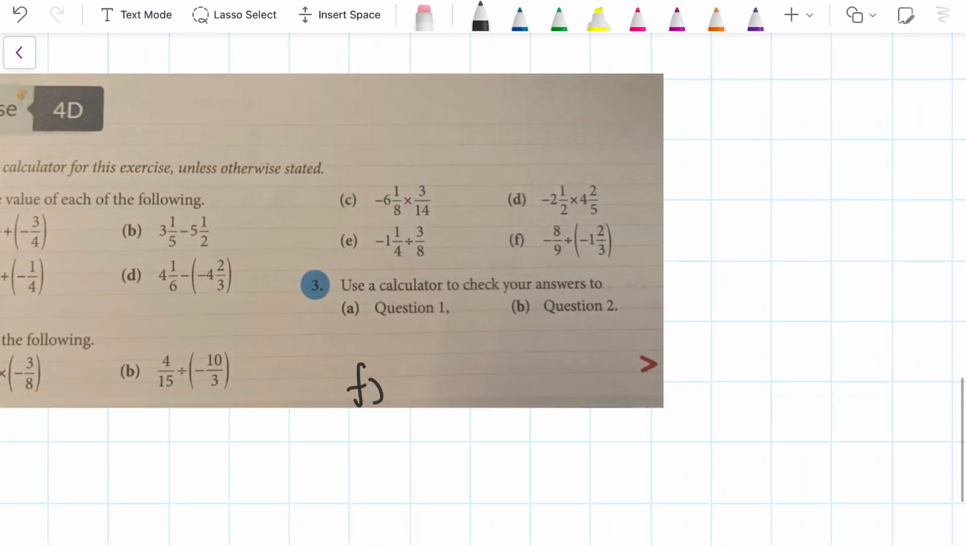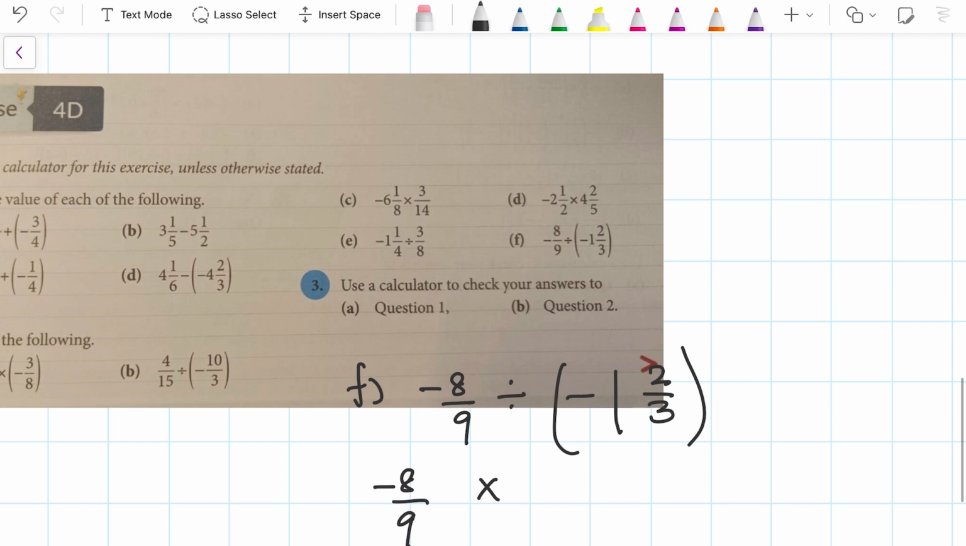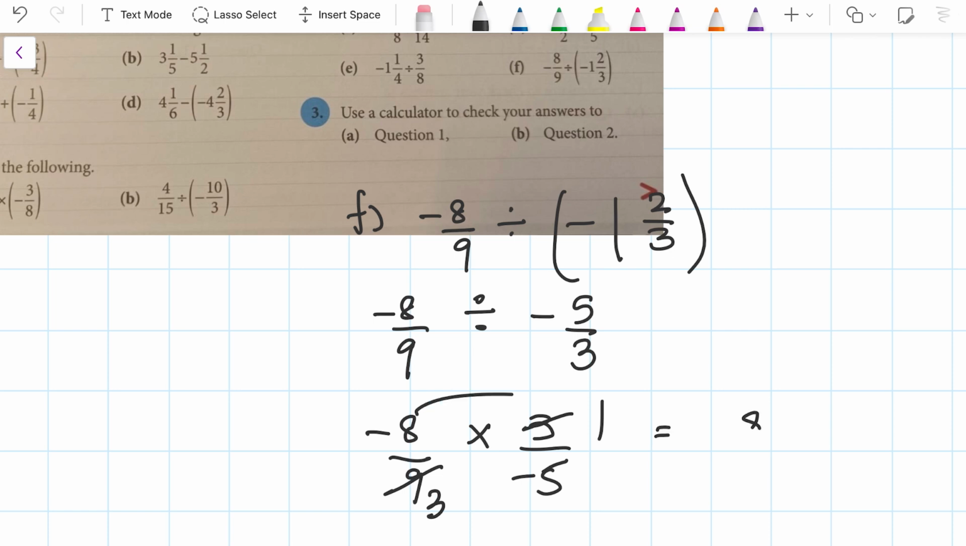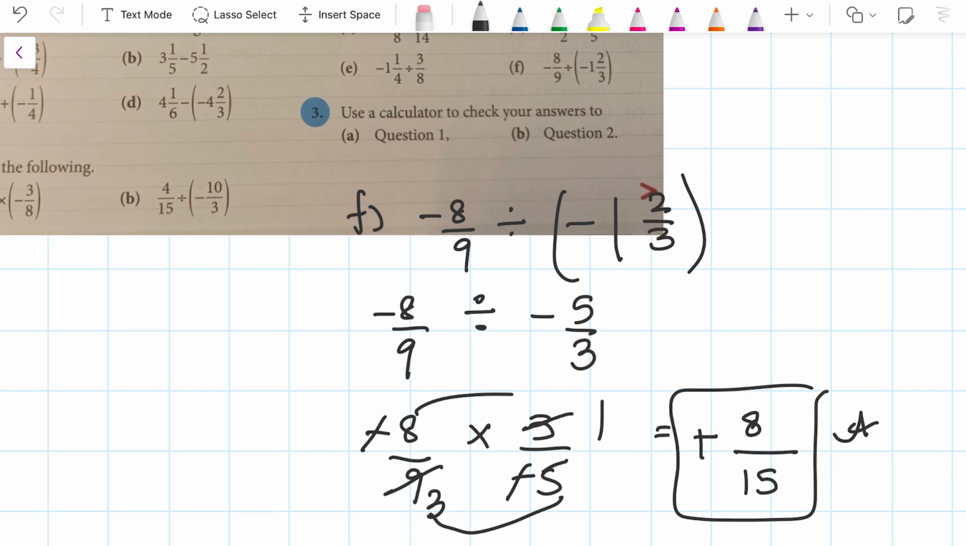F part. Minus 8 upon 9 divided by minus 1 whole 2 upon 3. 3 times 3, 4, 5, minus 5 upon 3. Division, not multiplication. Now reciprocate the fraction. 3 times 1, 3 times 3. 8 into 1 is an 8. 3 into 5 is a 15. Minus cuts off to gives you a plus sign.